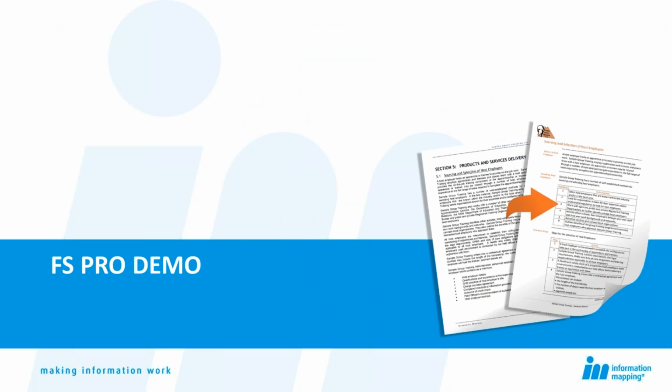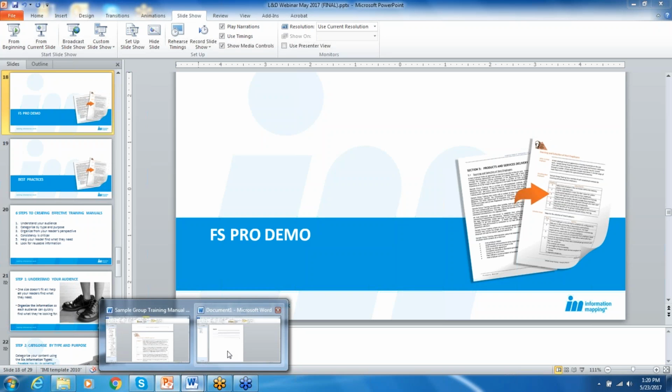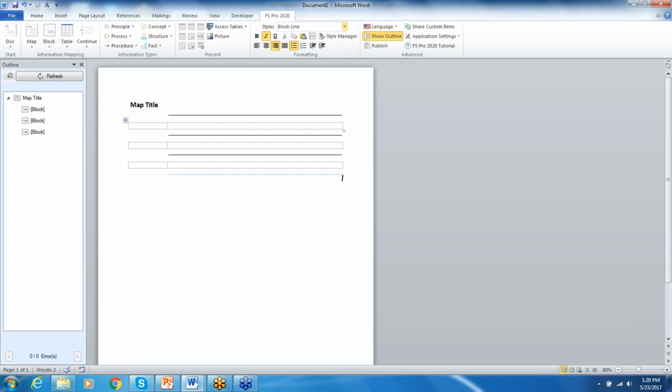So I'm going to give you a demonstration of our FS Pro software. I'm going to leave our PowerPoint presentation here for just a moment and pull up a Word document. Again, as you can see, I'm in Microsoft Word. We have our FS Pro 2020 tab up here, and these are all of our different icons that allow you to very quickly create documents.